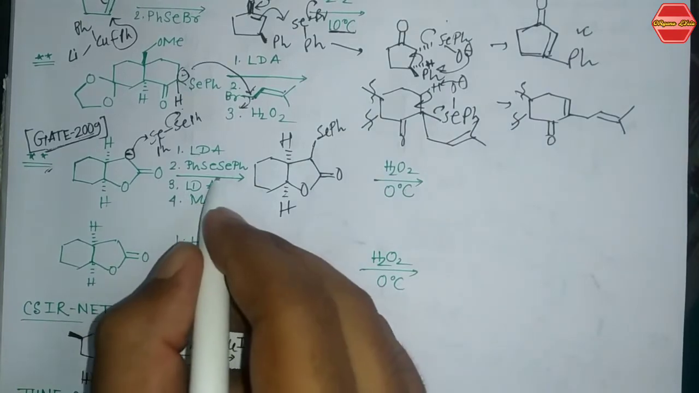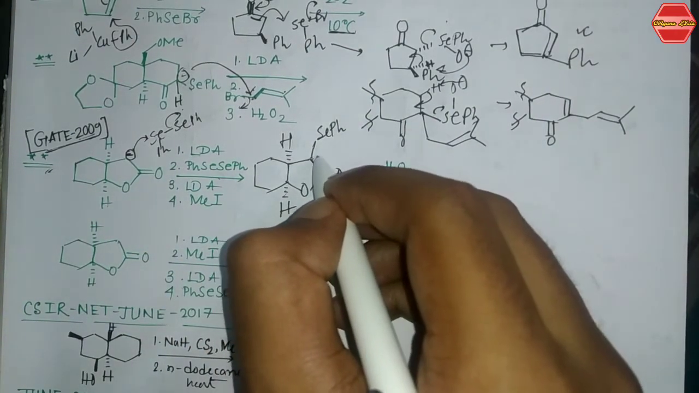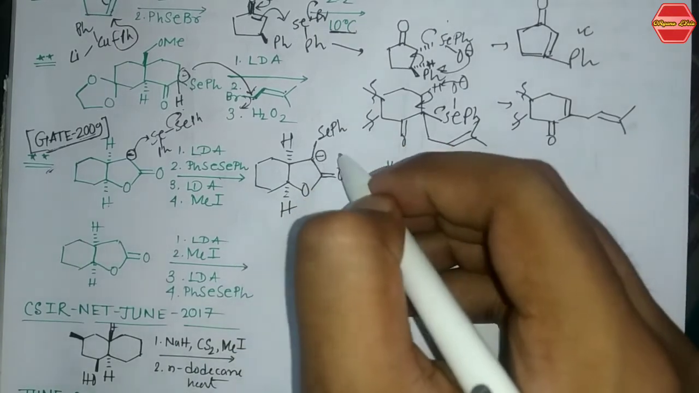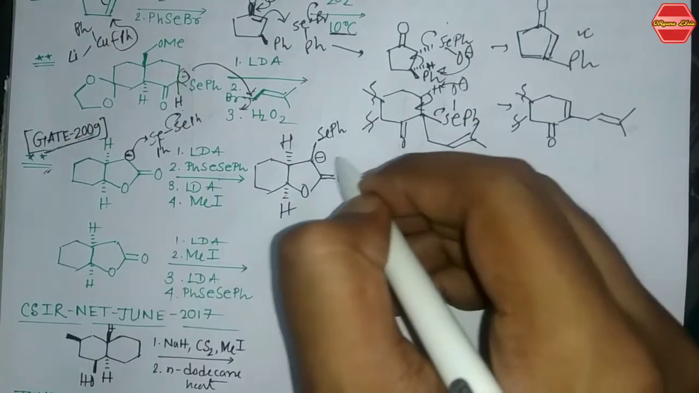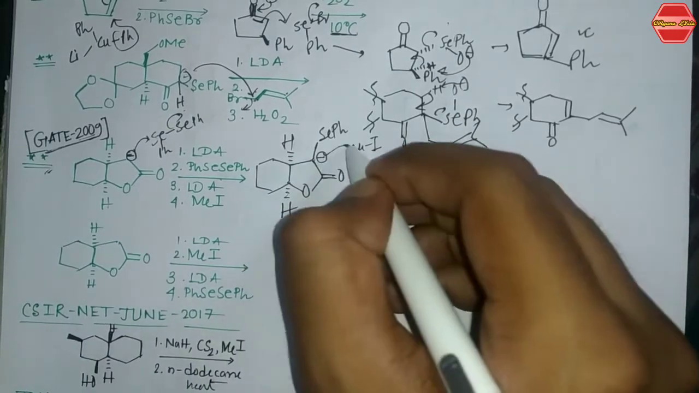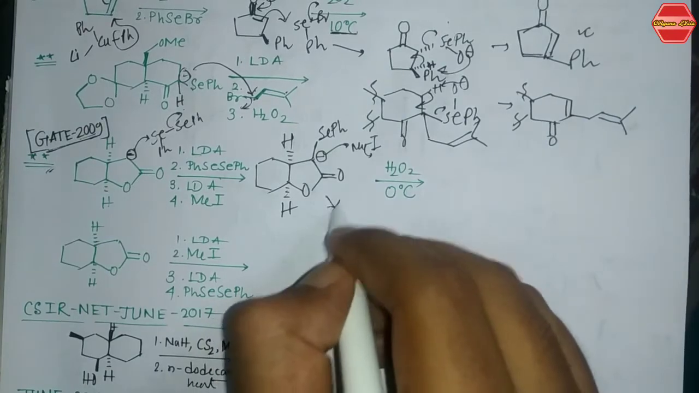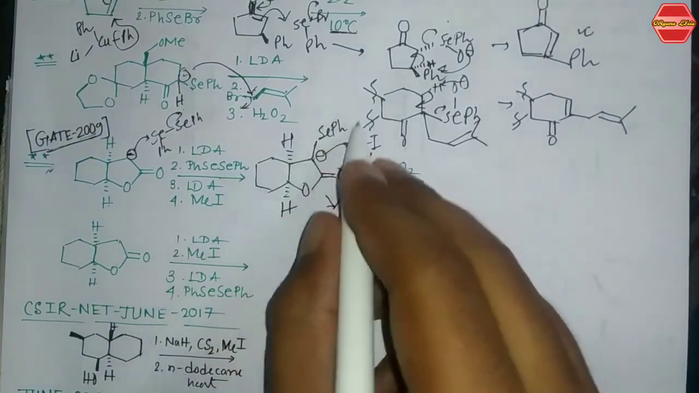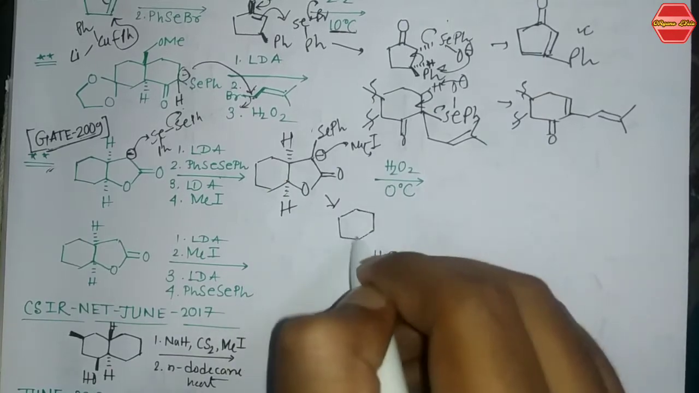Now in the second step, you have given one mole of LDA. So this will take another hydrogen over here and it will directly attack over the methyl center, and you are getting this product, right? So what will be the product? Now what will be the stoichiometry of this selenium Ph and this methyl? That is what is important for this reaction.